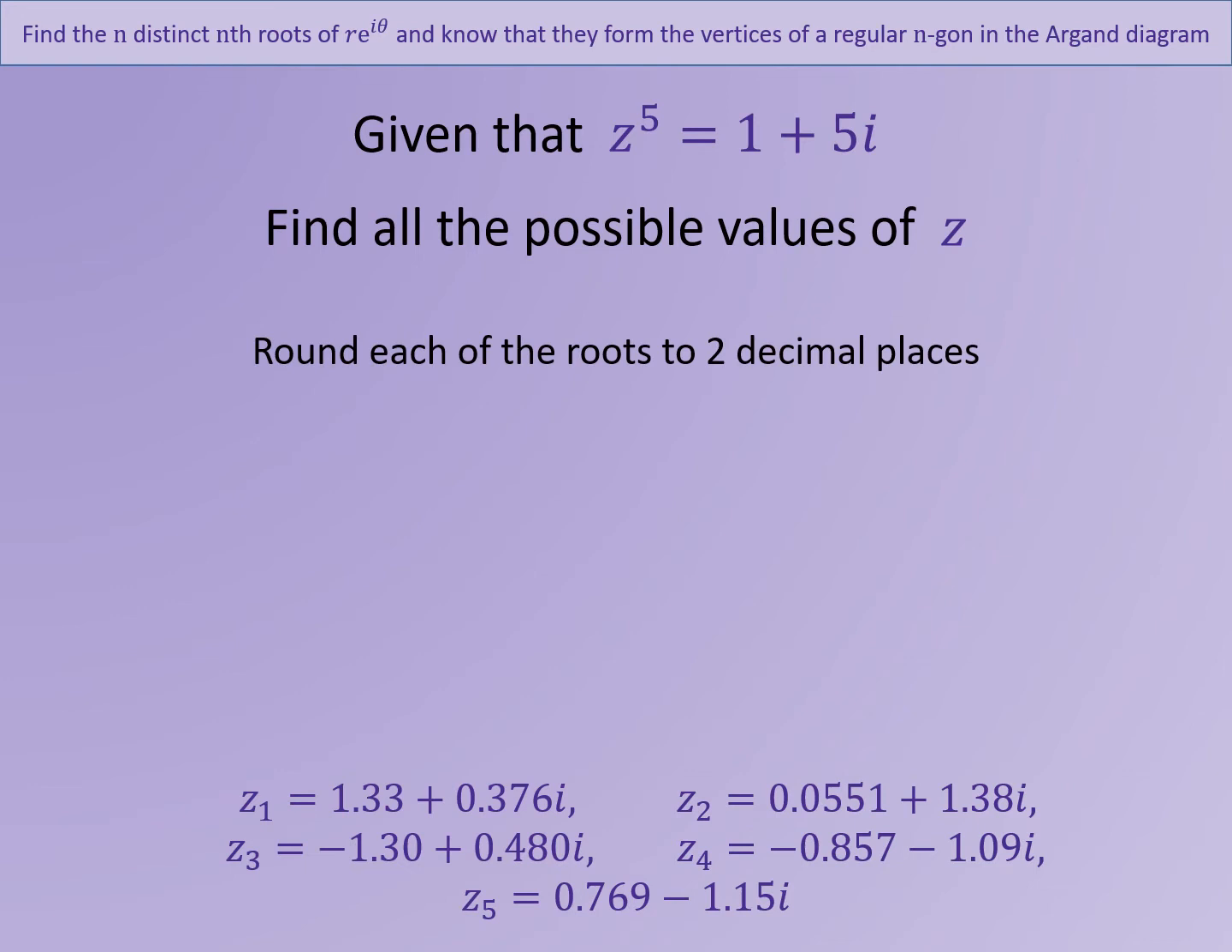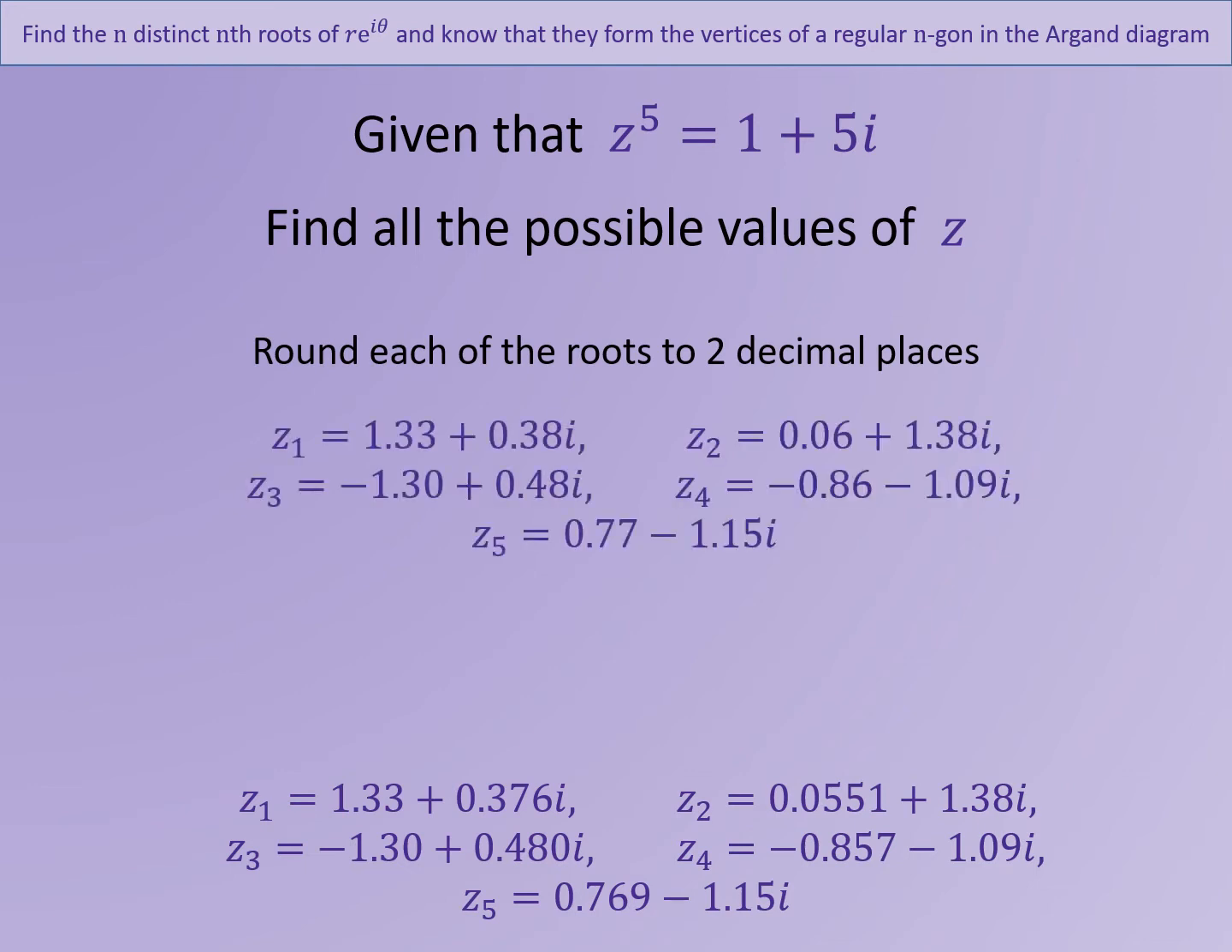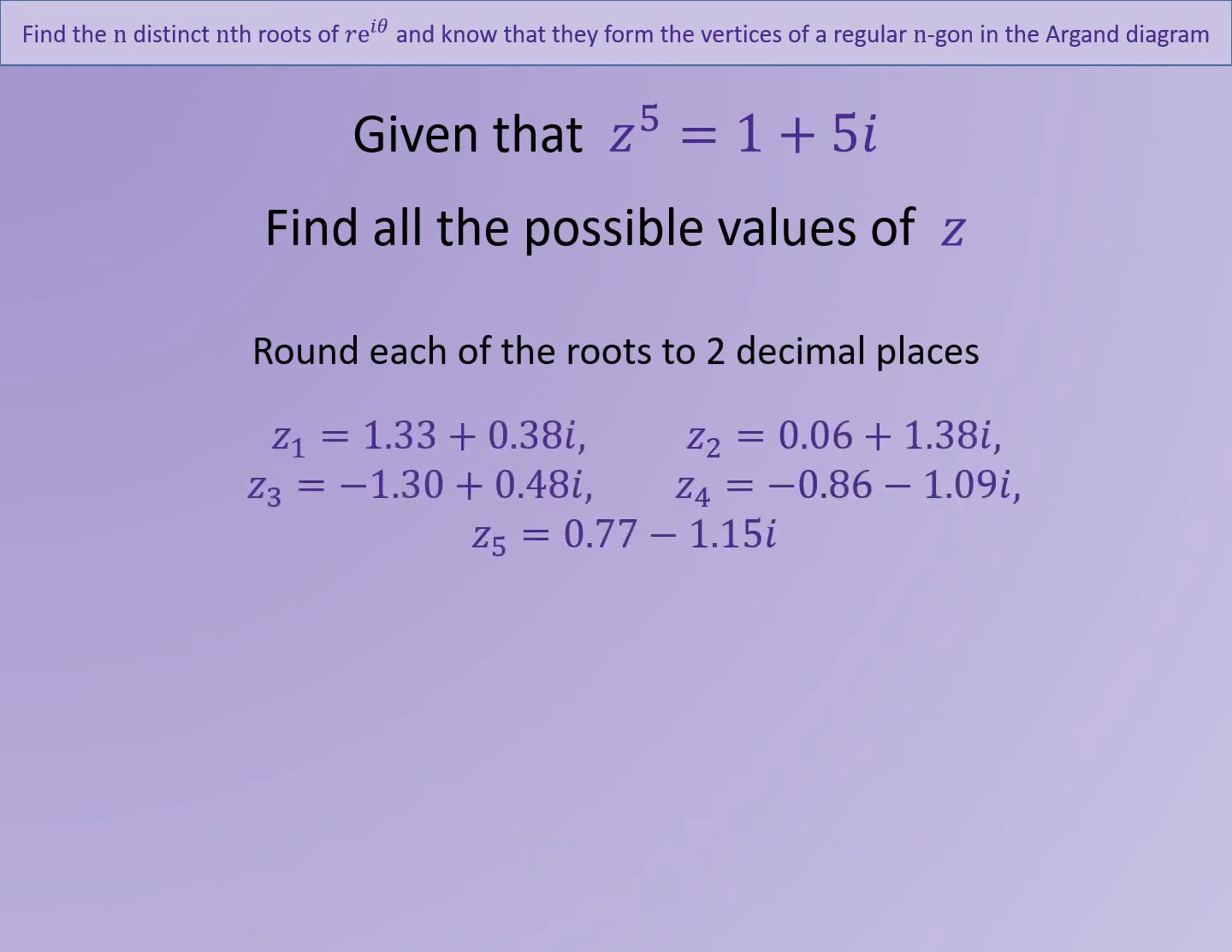I'm just going to round each of those answers to 2 decimal places. So same answers, just rounded to 2 decimal places. What I'd like you to do, just add all those together. Okay, so grab your calculators, add them all together, see what you notice. Okay, when you've done that, carry on.